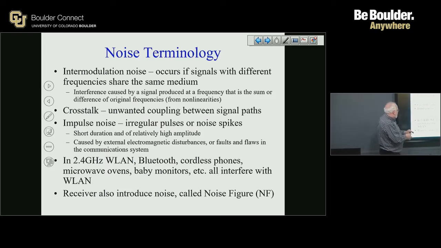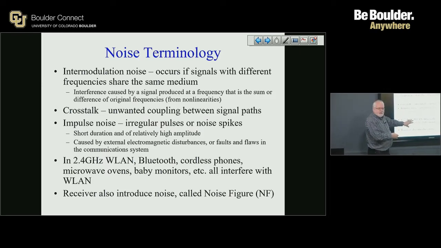And then in the unlicensed bands, we just have a lot of stuff there. So in the 2.4 gigahertz band alone for Wi-Fi, you'll also have Bluetooth there. You'll have cordless phones, microwave ovens, baby monitors, all of those things, especially cordless phones.